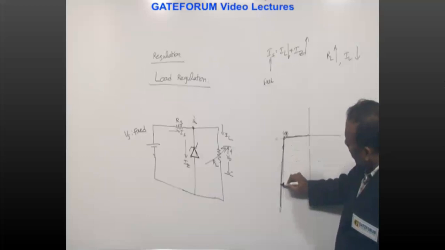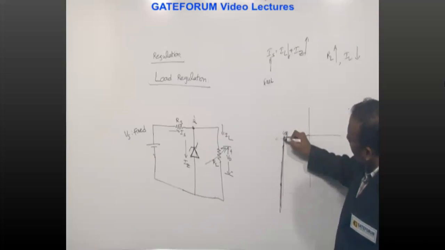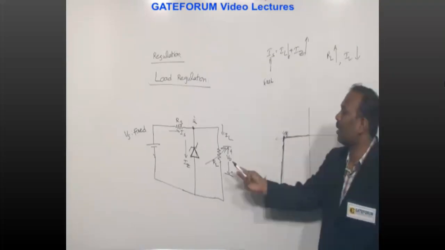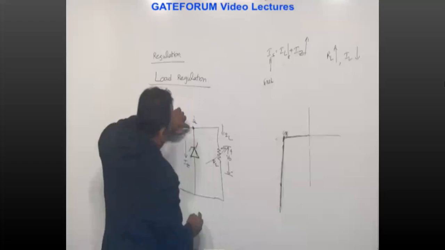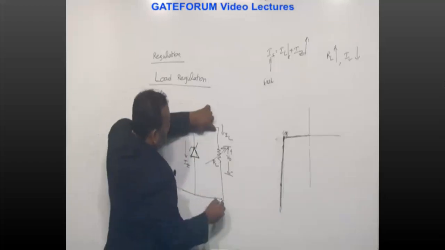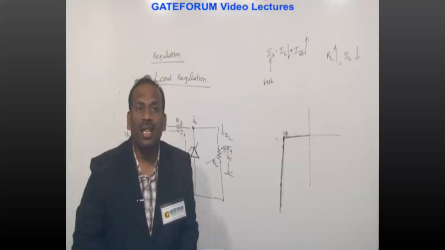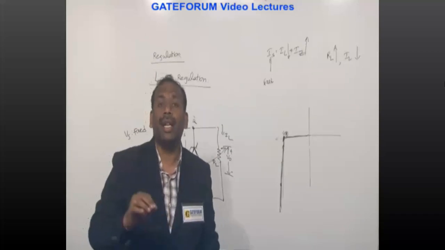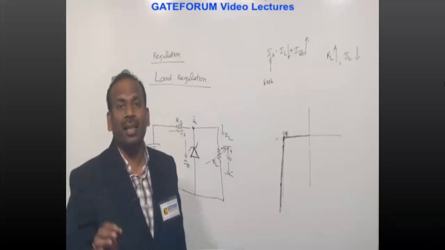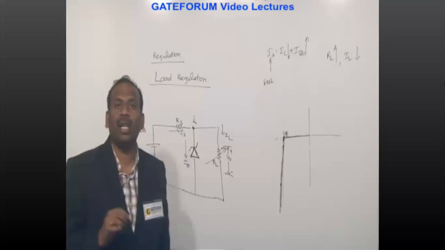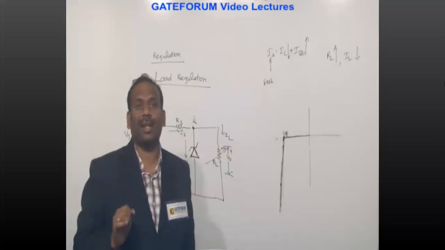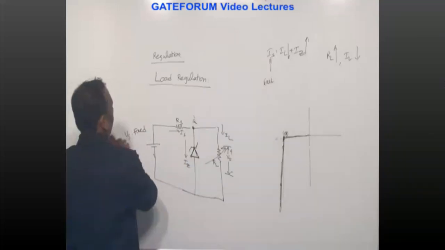From here to here, IZ is increasing. But VZ is constant or not? Therefore, the voltage across these two terminals is constant, which means the voltage between these two points is also constant. Like this, the Zener diode is used in regulator applications, and since it is used in parallel with the load, therefore it is called a shunt regulator. Next.